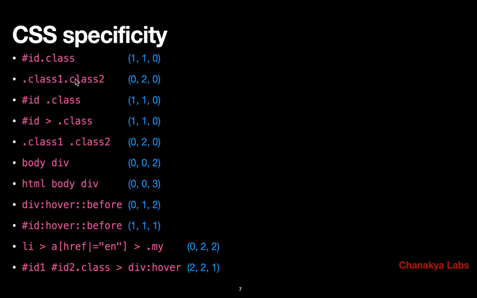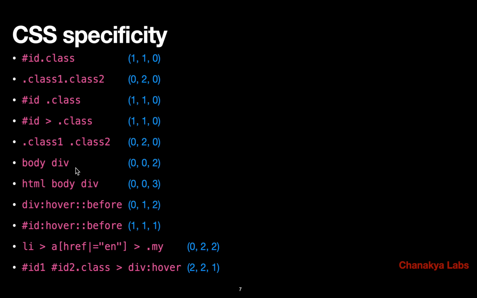Here we saw that when no space is there, it was 020. Even if you put a space, it will be the same, any sort of combinator will not impact, and that's why 020. Again, this thing is important. If you simply write div, then that is 001. But if you write body div, then in a similar manner as earlier, it will be added. So it will be 0,0,2. You understand?